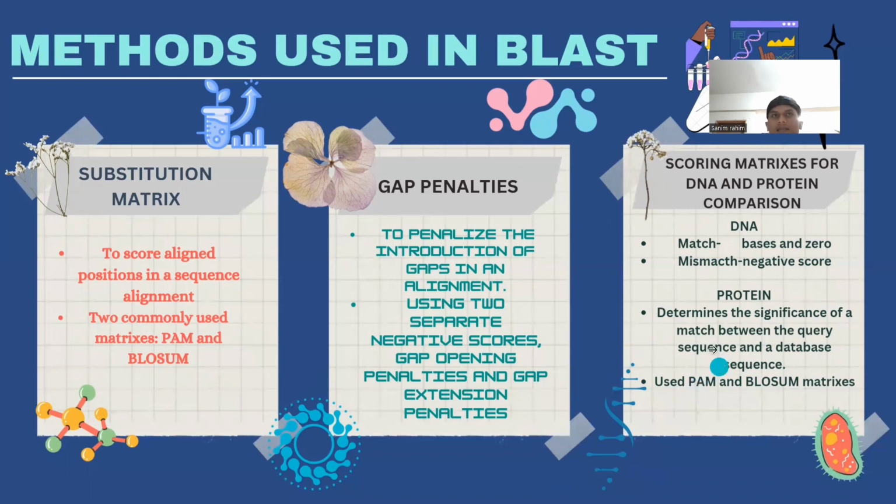And the last method is scoring matrices for DNA and protein comparison. For DNA comparison, a high score is given for a match between bases, and a negative score is given for a mismatch. A match between A and not A is scored as a mismatch under all circumstances.